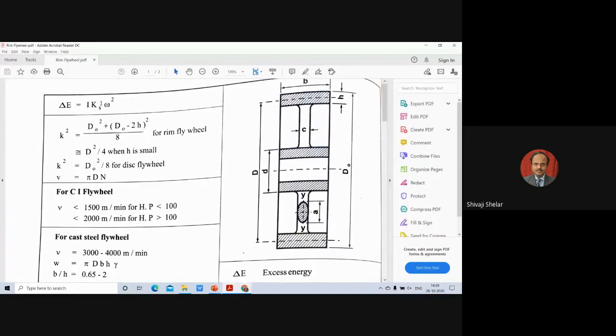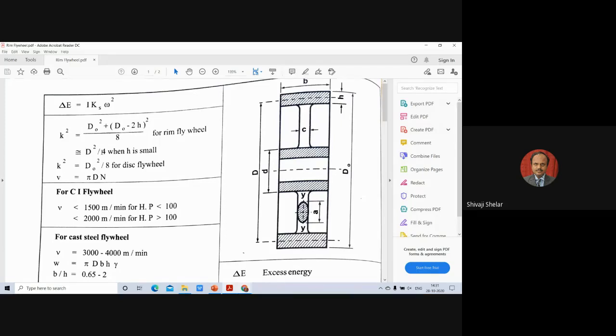Now in that we require k square, since I is equal to m k square. So for such a type of flywheel, k square is equal to (do square plus di square minus 2s bracket square) upon 8.